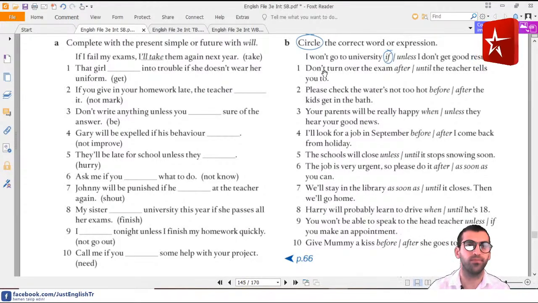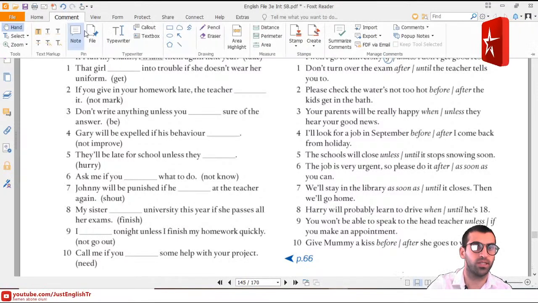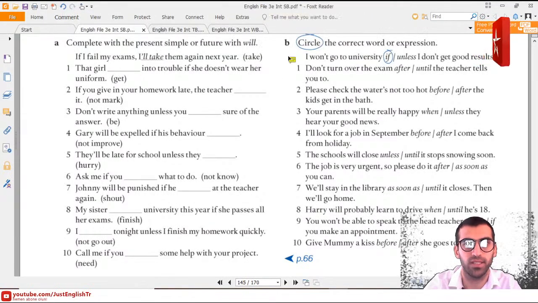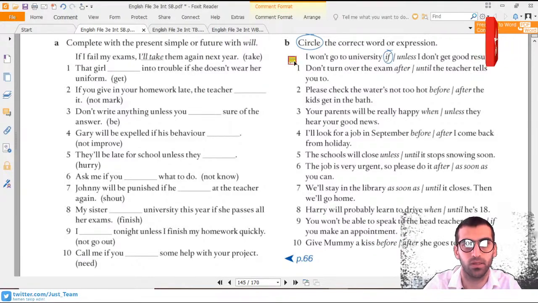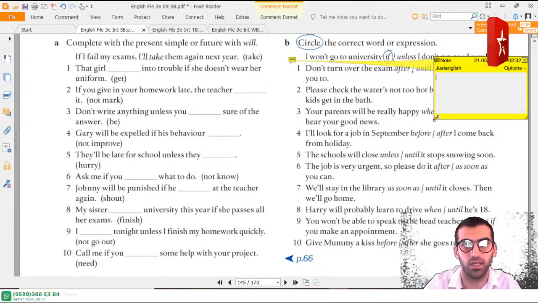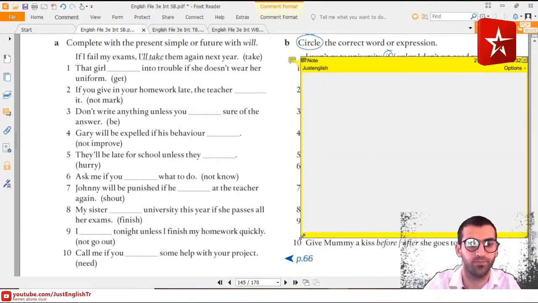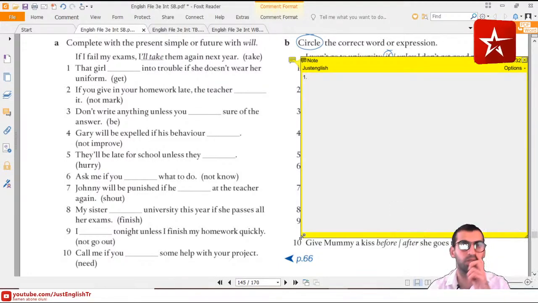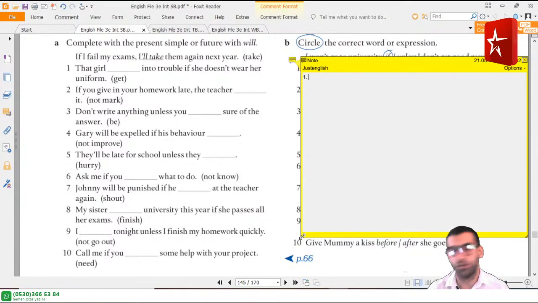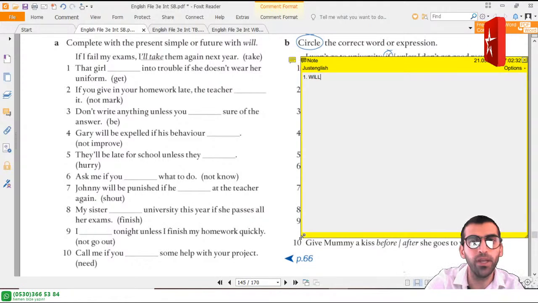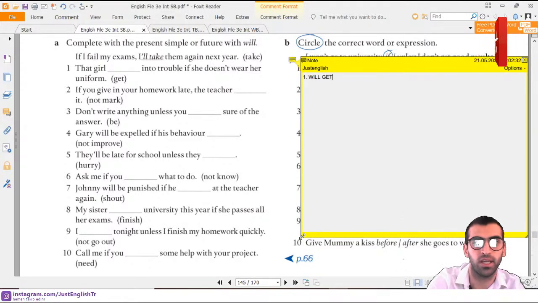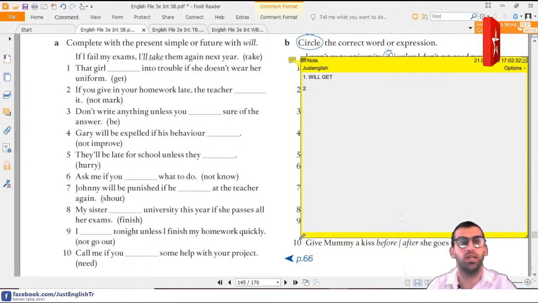For number 1, if you know the correct answer, let me know. I will write the correct answers here. For number 1, that girl, and the verb is get, so Pelin says will get. If she doesn't wear her uniform, yes, will get is a correct answer for number 1.